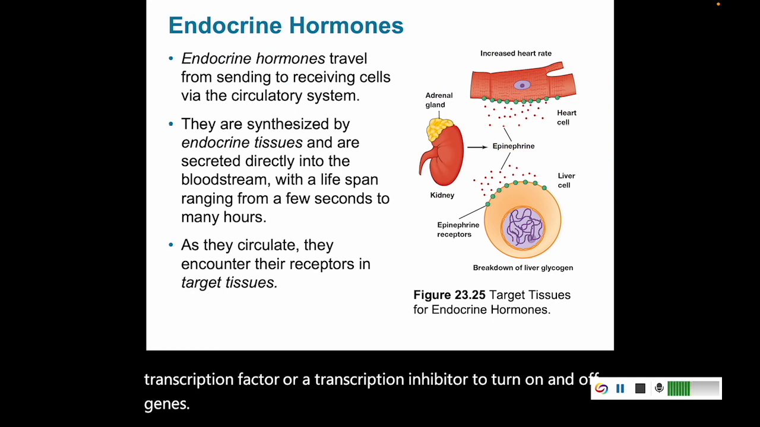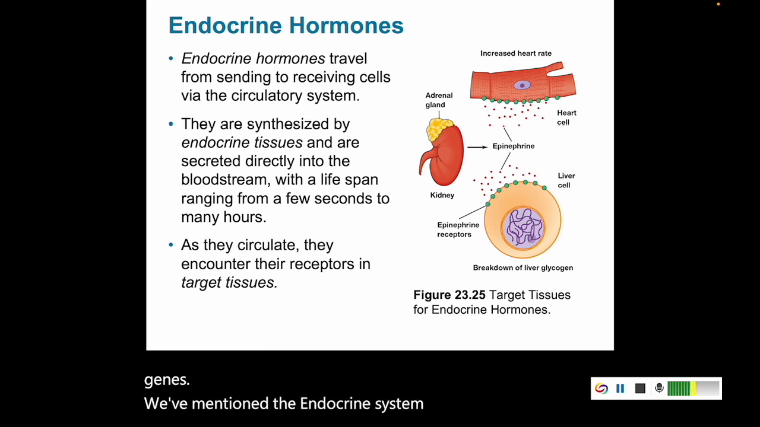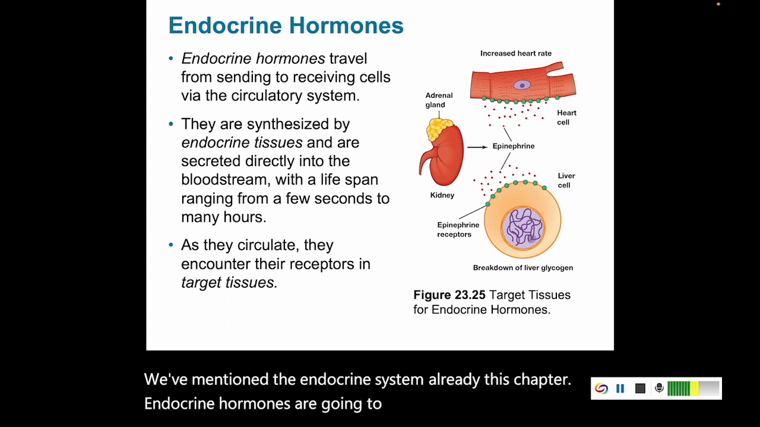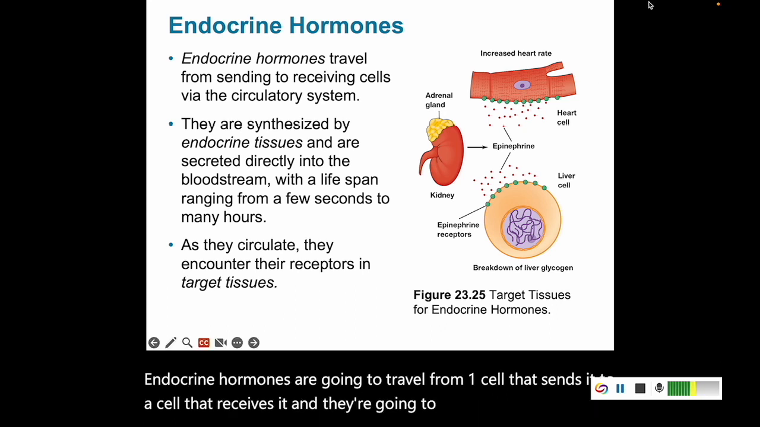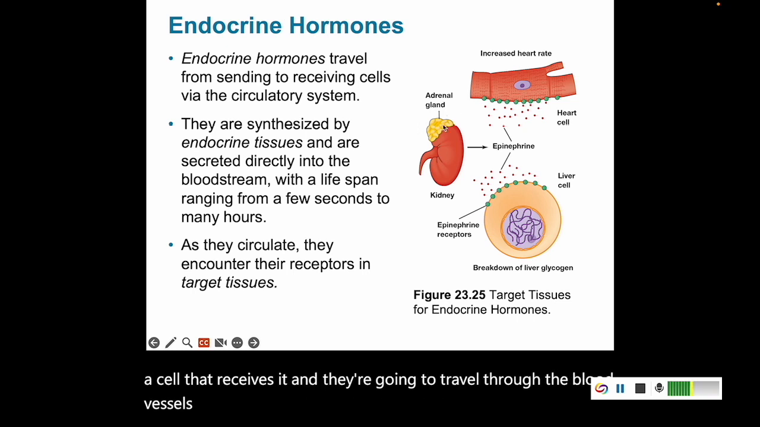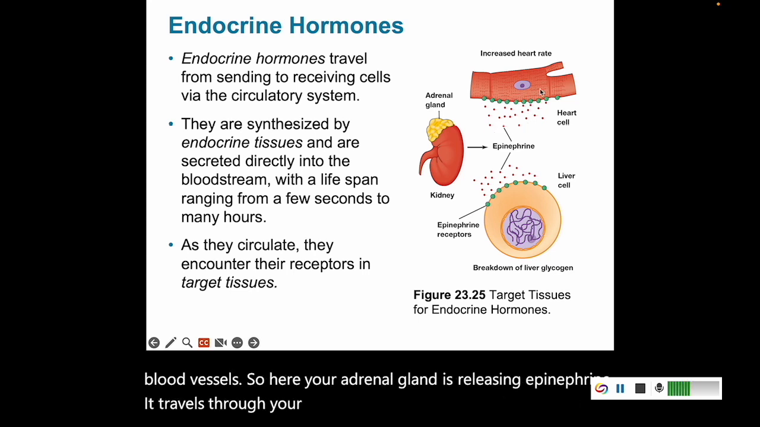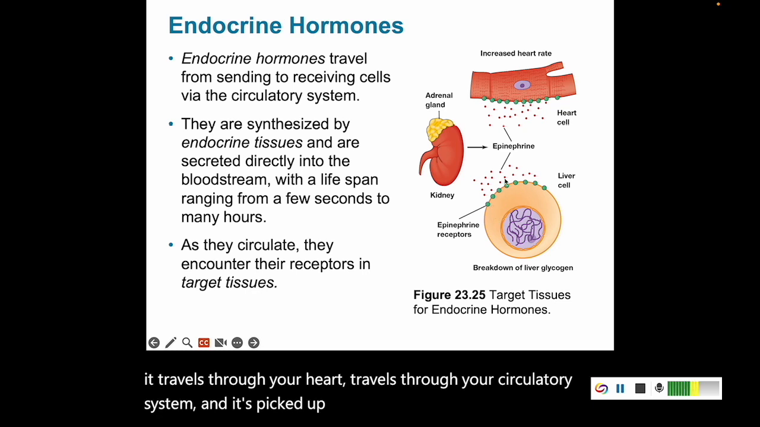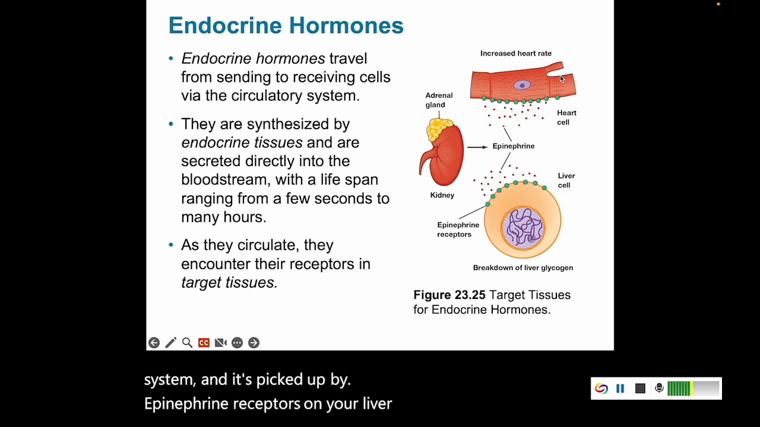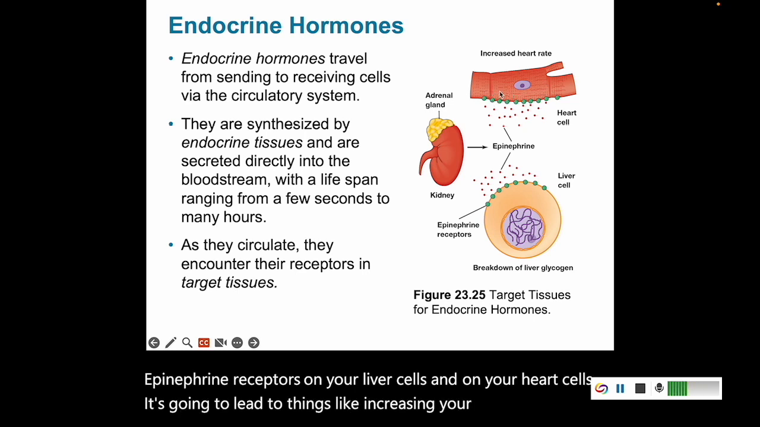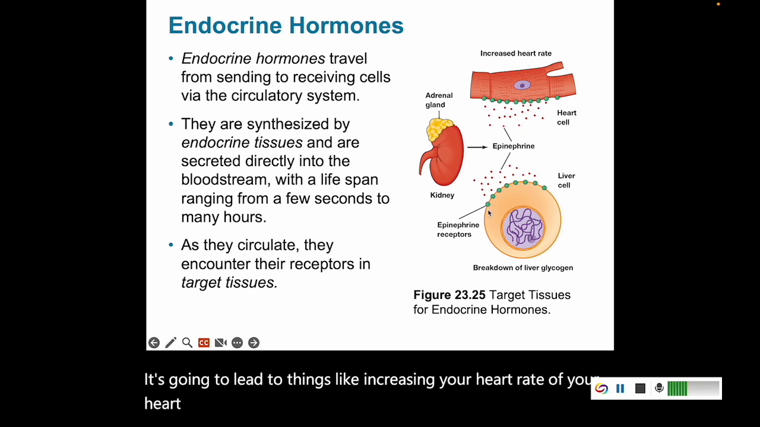We've mentioned the endocrine system already this chapter. Endocrine hormones are going to travel from one cell that sends it to a cell that receives it, and they're going to travel through the blood vessels. So here, your adrenal gland is releasing epinephrine. It travels through your circulatory system, and it's picked up by epinephrine receptors on your liver cells and on your heart cells. It's going to lead to things like increasing the heart rate of your heart muscles and increasing the breakdown of glycogen within the liver cells.